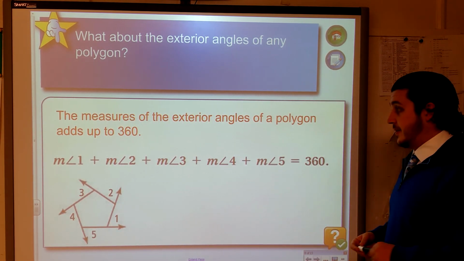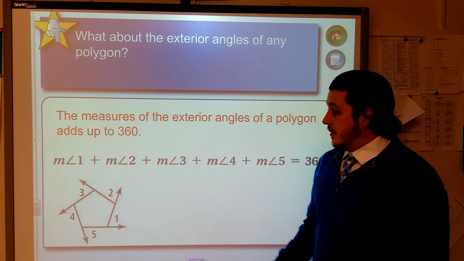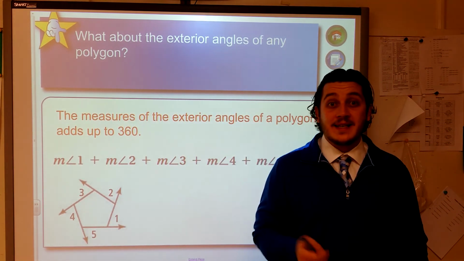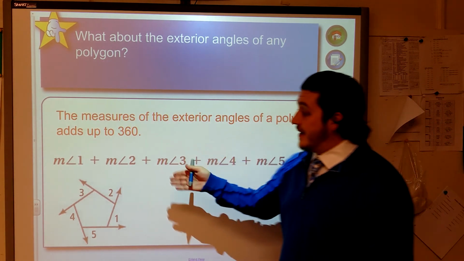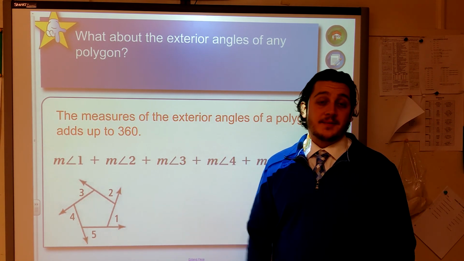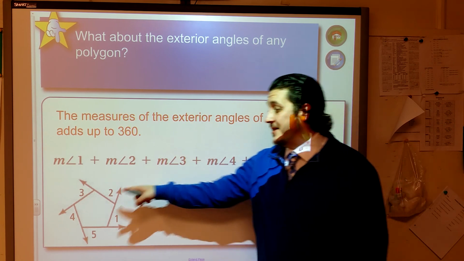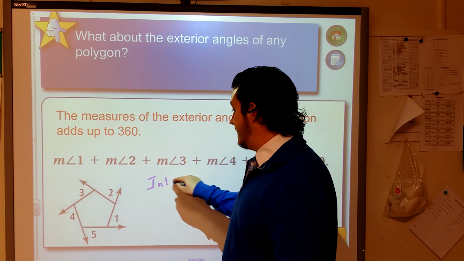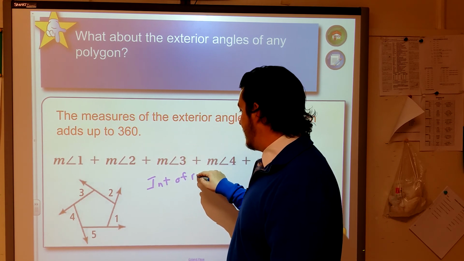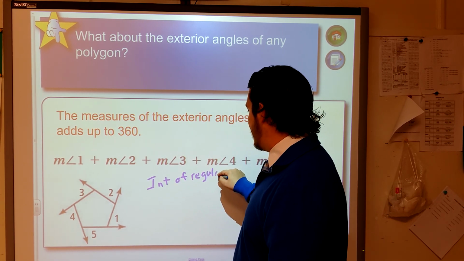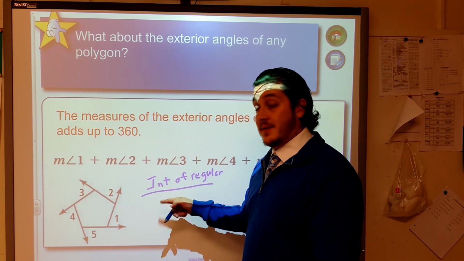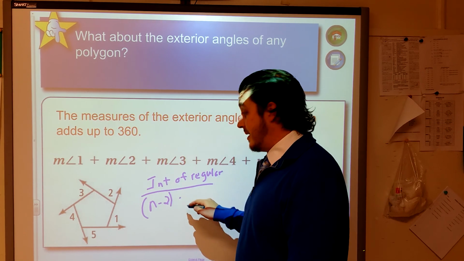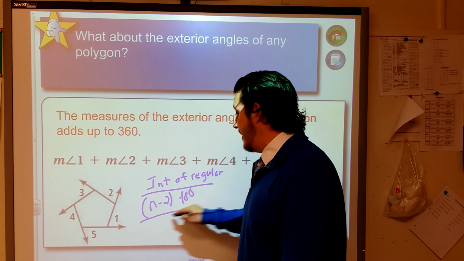Alright, I'm going to throw a little bit of a curveball at you here. This is a 5-sided shape, right? So we have a pentagon. We have 5 exterior angles. Let's just say that this is regular. If we wanted to find out what each of these interior angles were, we know the interior angles of a regular polygon, we would do n minus 2 times 180 divided by n.